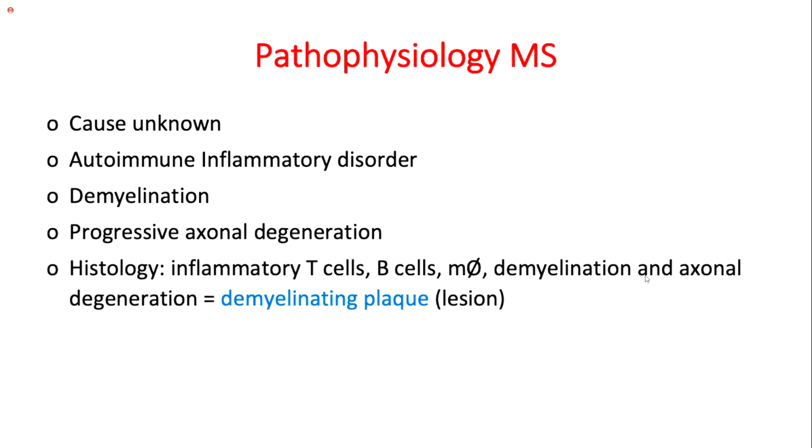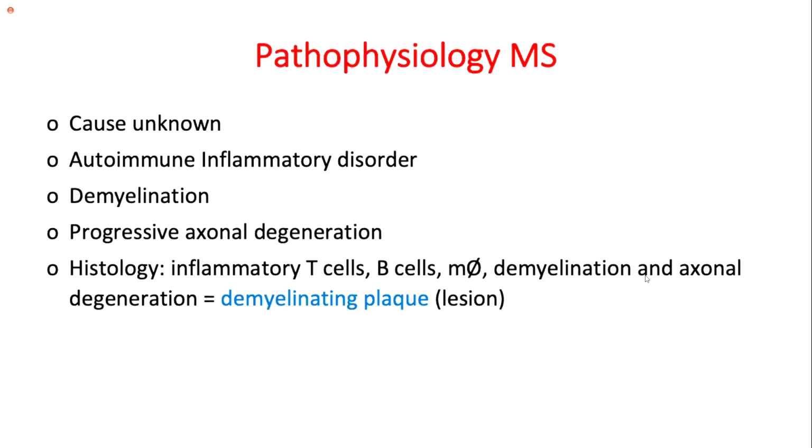Now, if you take one of these lesions and look at the histology under a microscope, you will see a lot of inflammatory cells. What are these cells? You have T cells, B cells, and macrophages, and you have demyelination and remyelination, and also axonal degeneration. Now the thing with demyelination is it can remyelinate, but if you lose axons, they don't get replaced. As you know, the nervous system doesn't replace itself.